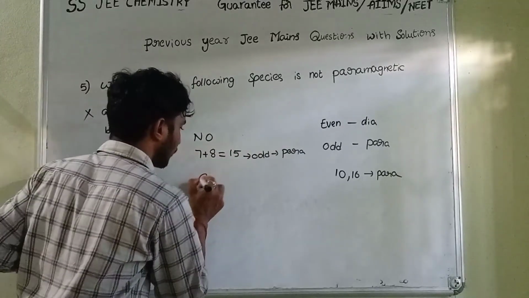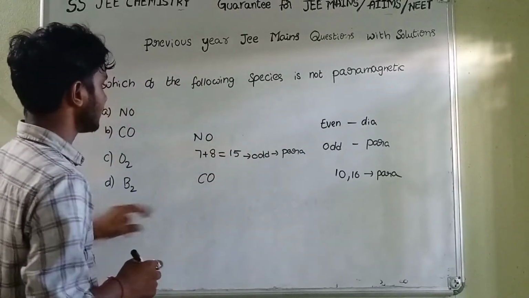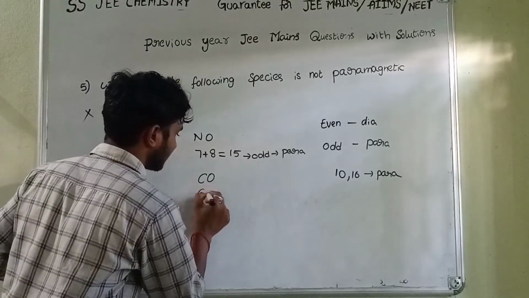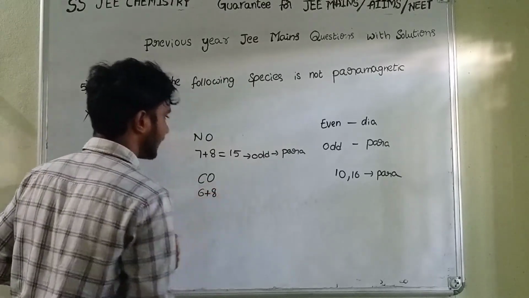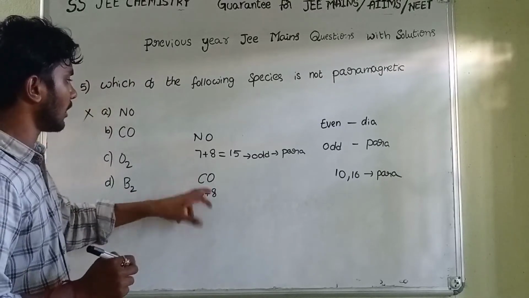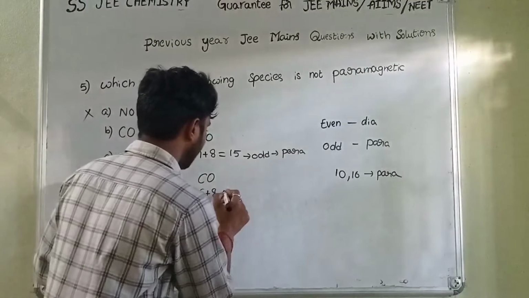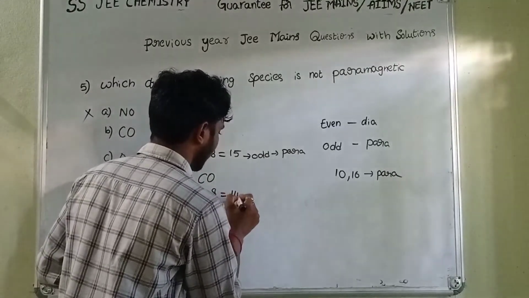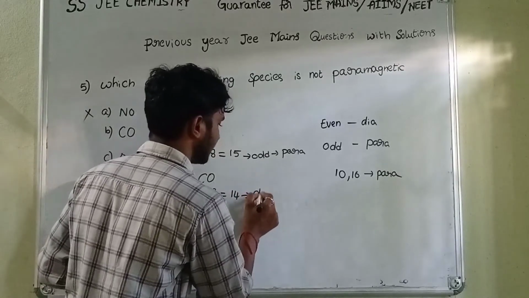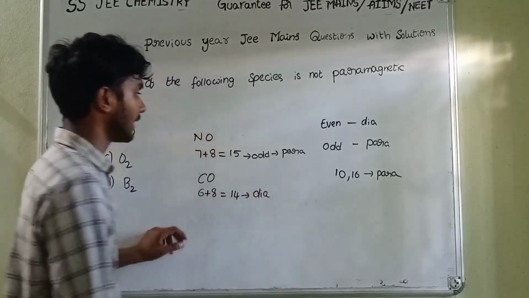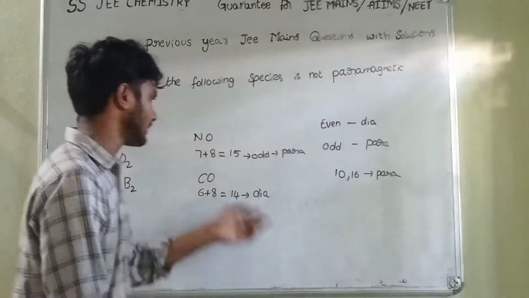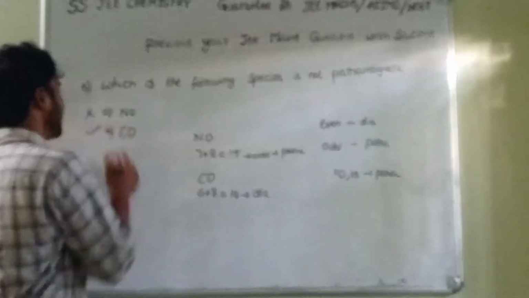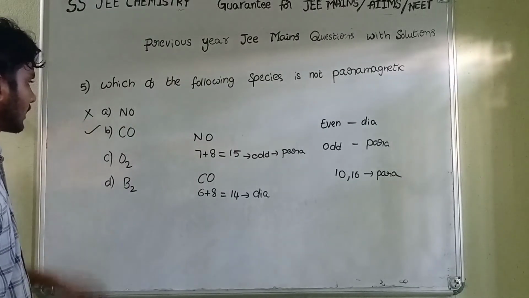Next, CO. CO means 6 plus oxygen 8, which is 14. 14 electrons means it is diamagnetic. They are asking for not paramagnetic, meaning diamagnetic, so CO is the correct option.